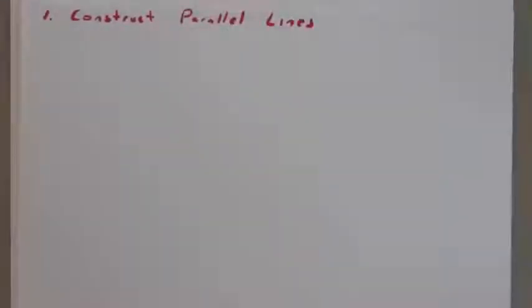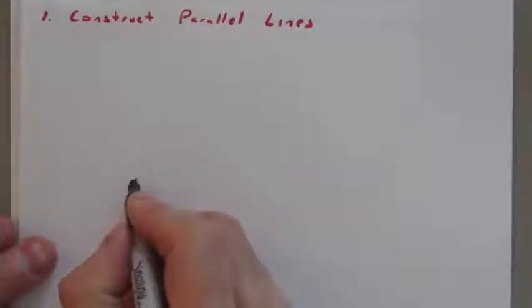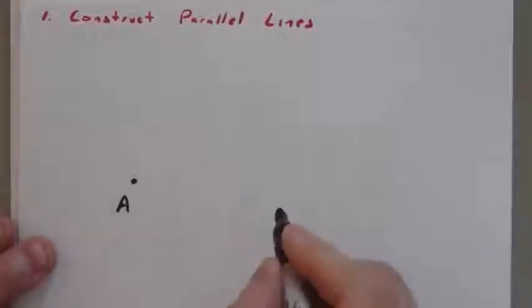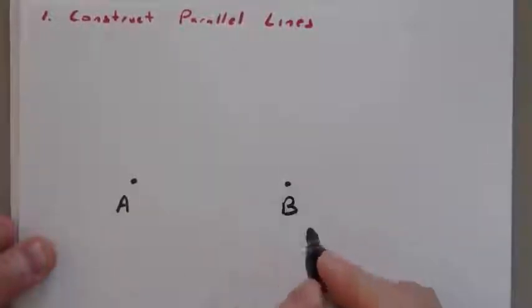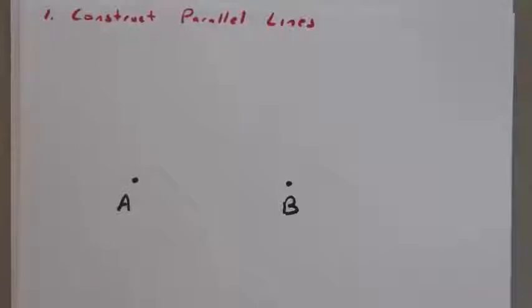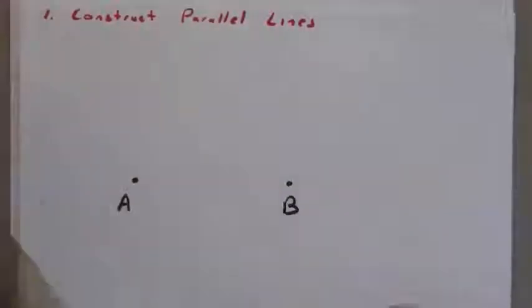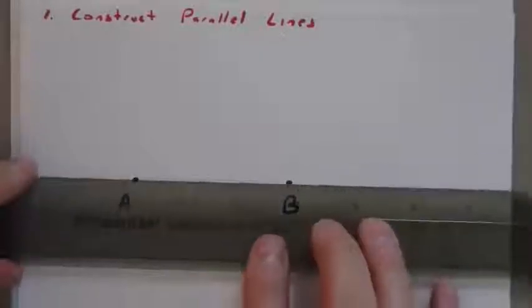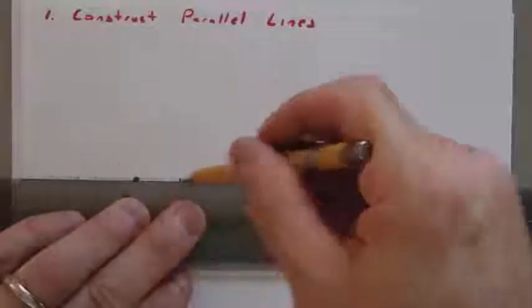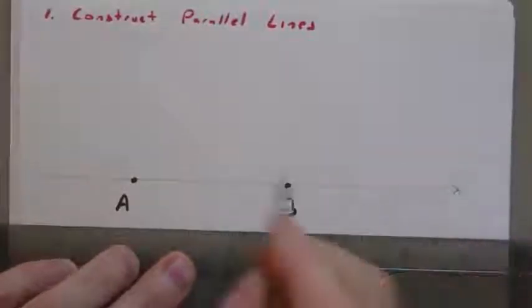Okay, so constructing parallel lines. If we pick point A and a point B, because we need 2 points to define a line. So there's our line AB.